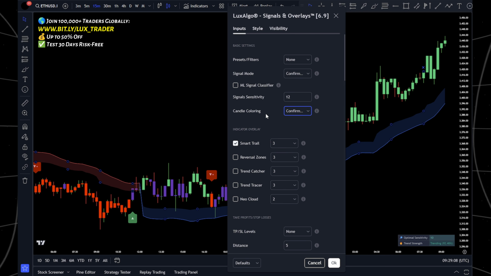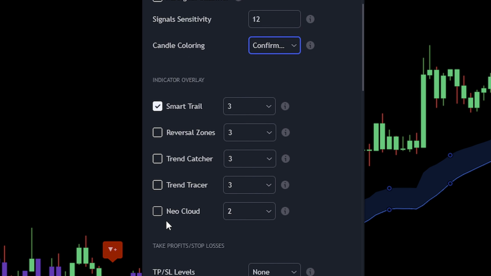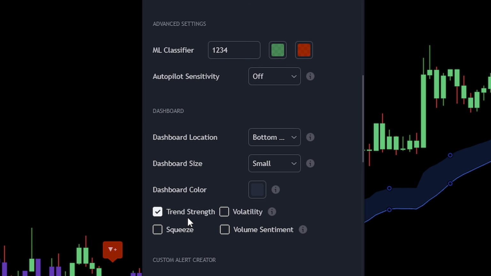For this, we'll use the optimal sensitivity displayed on the dashboard. If you prefer a more automated approach, or if you're just starting out, I recommend using the autopilot sensitivity and setting it to either mid-term or long-term.